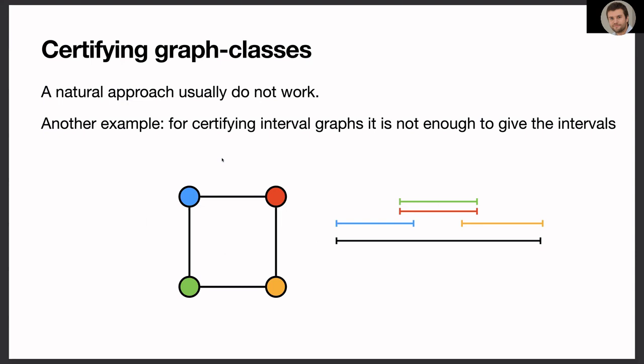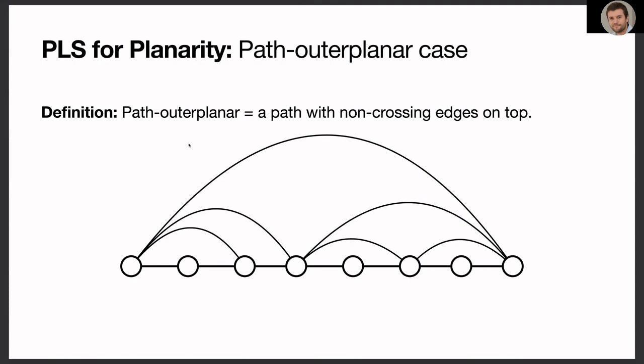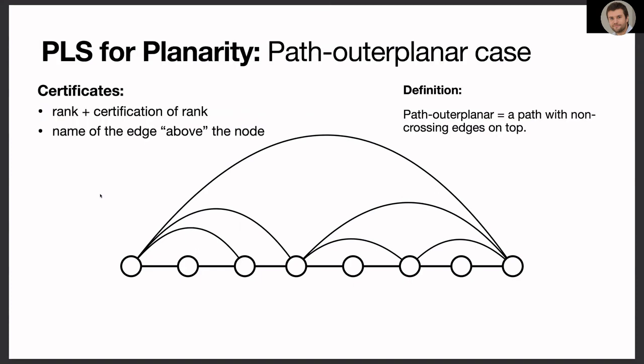So, for instance, for showing a PLS for planarity, we obtained a two-part protocol or certification. First, we showed that we can certify a specific class of planar graphs, that is, path outer planar graphs, which are like a path with no crossing edges on top of these vertices. So, graphs that admit an embedding like this. And the certification for this class of graphs is quite simple.